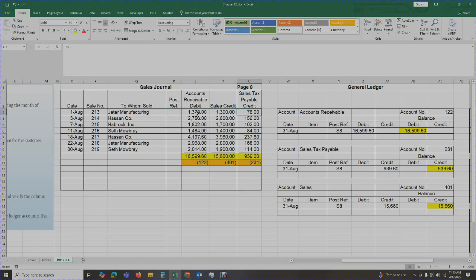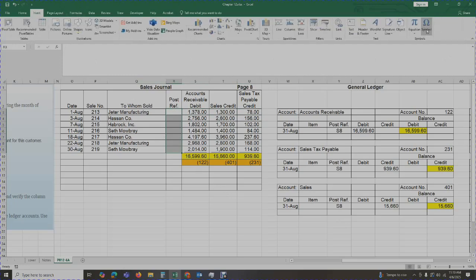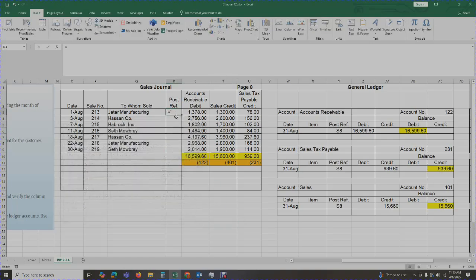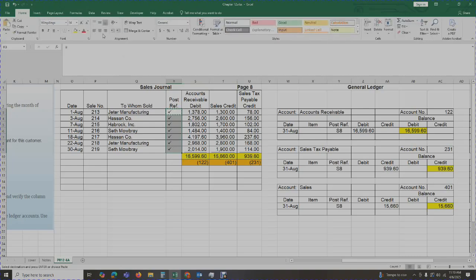Okay, I'm posting to my accounts receivable, my sales entry, and my sales tax payable. So for each item I'm posting 3 different transactions to 3 different accounts. On your post reference, all you're going to be entering on your sales journal is a check mark. That shows us that we've posted that transaction to each of the ledgers that we were supposed to post it to. It just gives us confidence that we've transferred all of this information to our general ledgers.